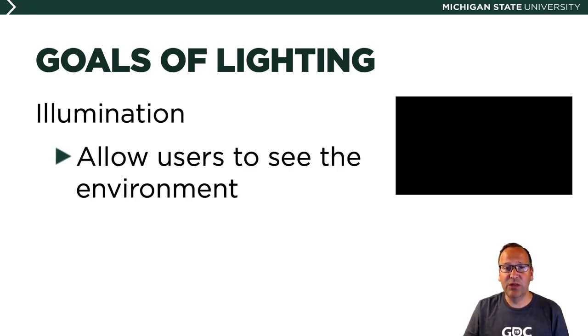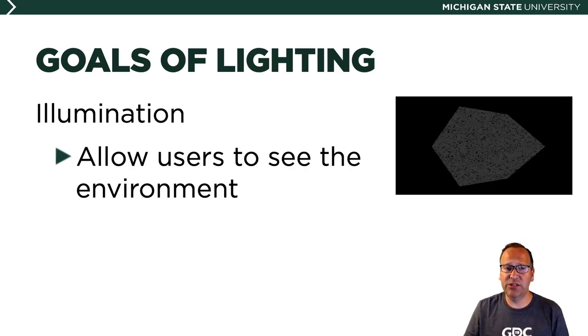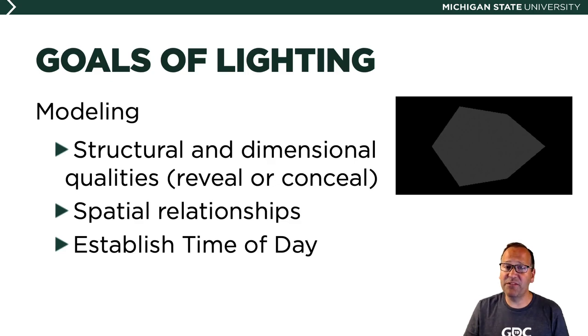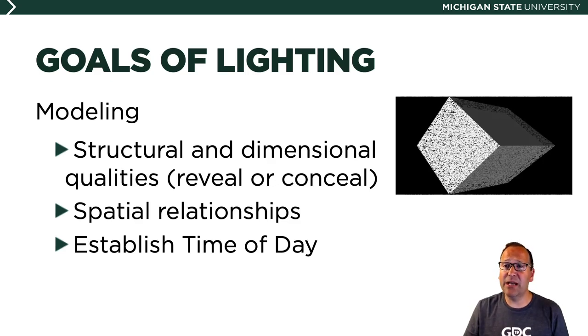Without illumination, we will not be able to see anything in our game world. With illumination, we'll be able to see that there are game objects within our scene, but illumination alone is often not enough. With the proper type of lighting, we will use lights for modeling. That is, we can reveal the structural and dimensional qualities of our game objects. We can also use lights to reveal spatial relationships between models and help establish the time of day.